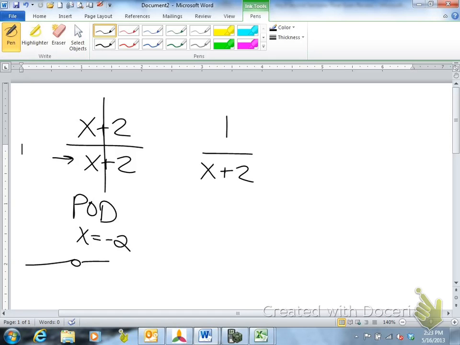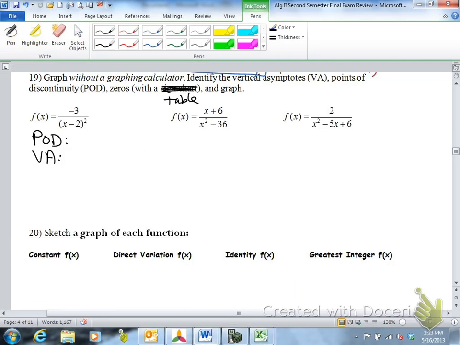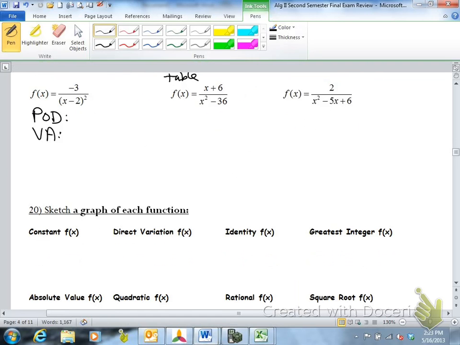Nothing simplifies. The x minus 2 is stuck in the denominator. So x equals 2 is a vertical asymptote, and that's a dashed line. So on questions like these, notice the x minus 2 is stuck, nothing simplifies or divides out. That lets us know that since nothing divides out, there are no points of discontinuity. And the vertical asymptote would be when the denominator equals 0, which is at x equals 2.